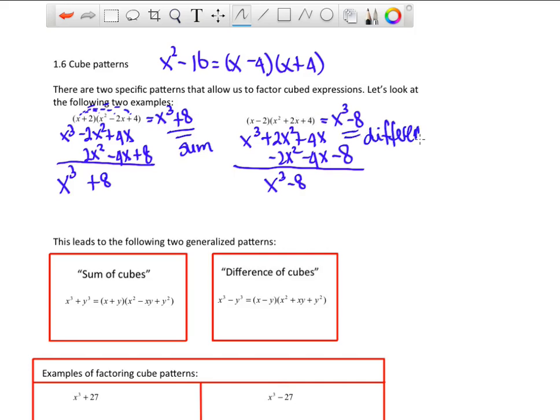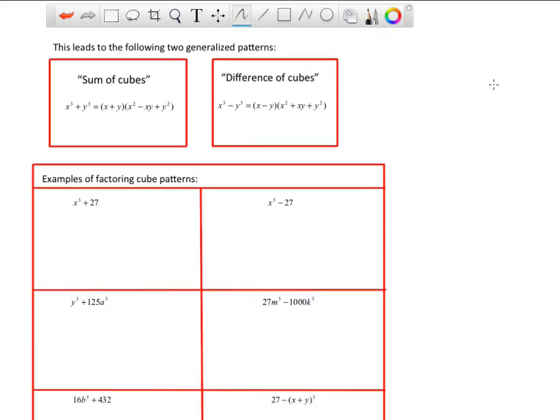So those are two patterns that we have to add to our toolbox. So a sum of cubes factors, if this is a plus, then you get a plus here and a minus there. Other than that, it's the same on both sides. So if this is a negative, you get your negative here and your plus there. But look at this thing. That's an x squared. That's the same. That's an x and a y. That's an x and a y. And that's a y squared. And the same thing over there.